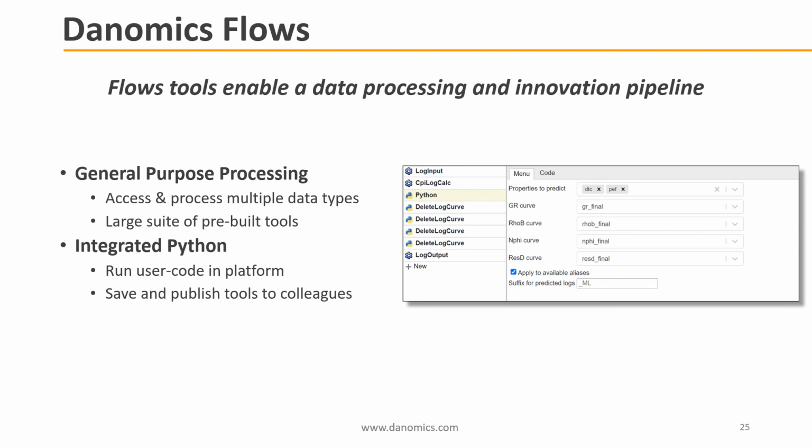Okay, Danomics also has a tool called Flows built into the platform, and the idea with Flows is that they enable a data processing and innovation pipeline. So flows are all about getting data into a suite of tools, being able to process those multiple data types, and then being able to deliver a result. We have a large suite of pre-built tools that focus on data management, data cleanup, certain data transformations. But most importantly, we also have a fully integrated Python environment that allows users to run their code in our platform. And we've even set it up so you can save and publish tools to your colleagues.